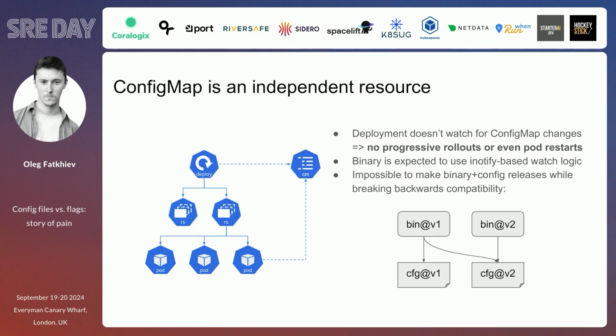And the opposite issue is that now it's impossible to make binary plus config releases while breaking backwards compatibility. Very often you have a new version of the binary and you want to deploy it with the new version of the config. But if you're using config maps like this, your old version of the binary, the old pod, during a restart might start using the new config, and it might enter a restart loop because it doesn't know how to work with the new config, because it has some fields that it doesn't know how to parse. So it just brings so many issues.